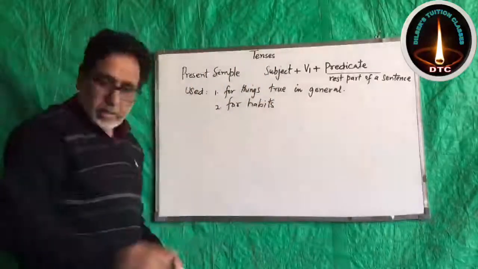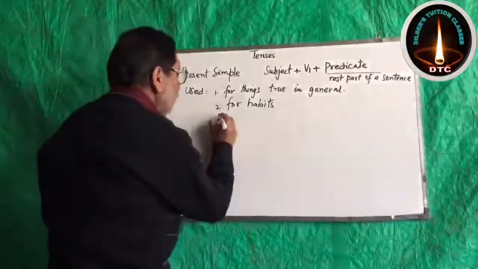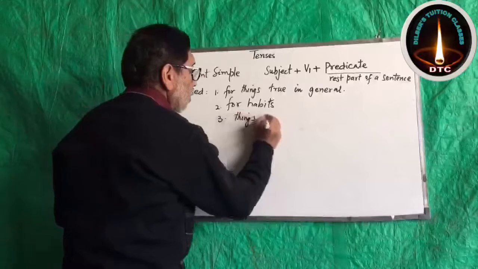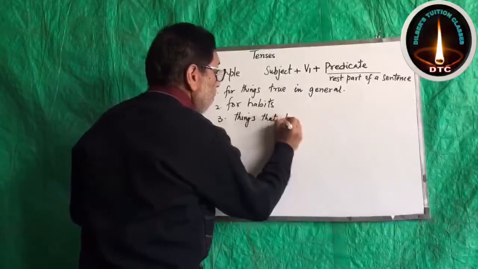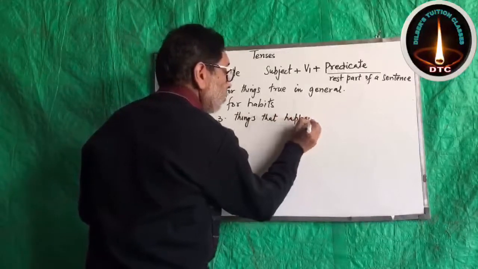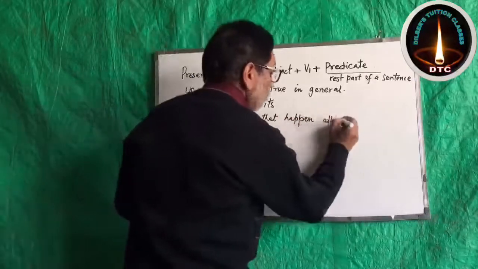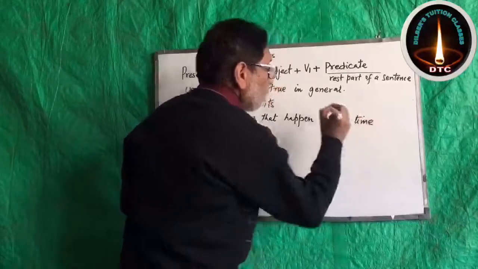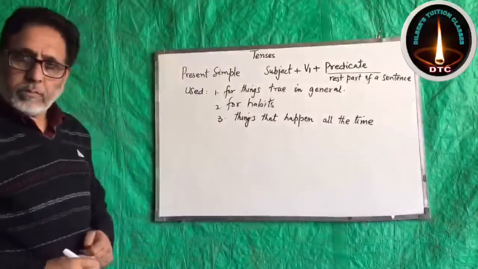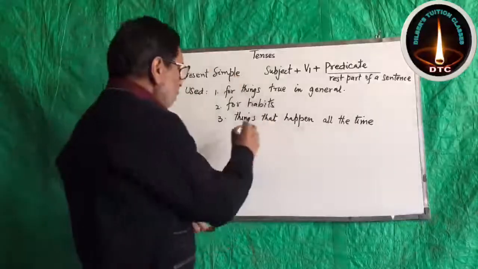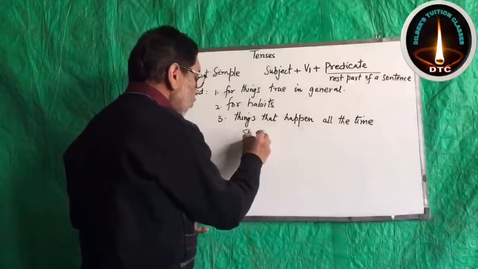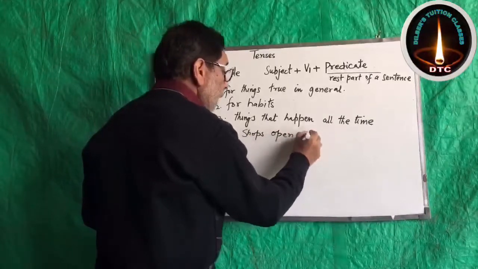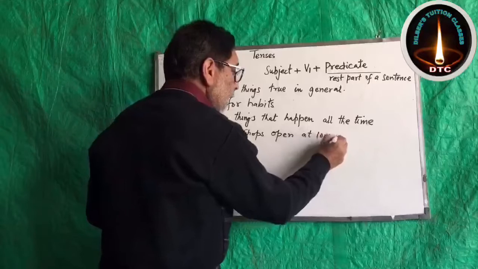Number 3. It is used for things that happen all the time. For example, if I say shops open at 10 a.m.